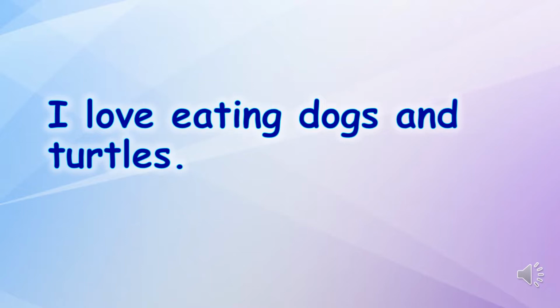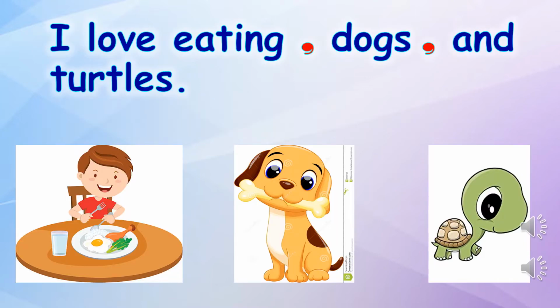I love eating dogs and turtles. This sentence doesn't seem right, does it? People don't eat dogs and turtles. How can we make it better? Let's try adding commas to the sentence. Here it is. Okay, after adding commas, the sentence is read like this.